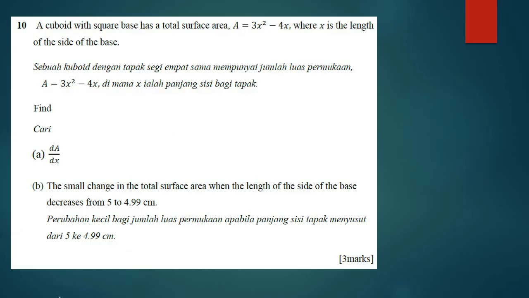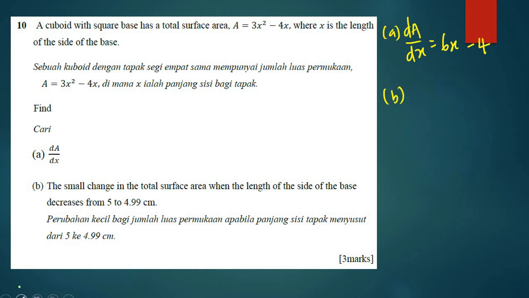Question number 10. A cuboid with a square base has a total surface area A equals 3x squared minus 4x, where x is the length of the side of the base. Okay, so find dA/dx. So dA/dx means we need to differentiate the expression: 6x minus 4. Okay, answer for A.